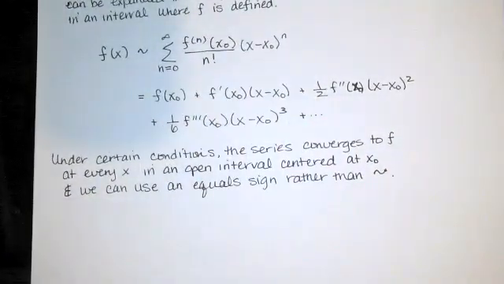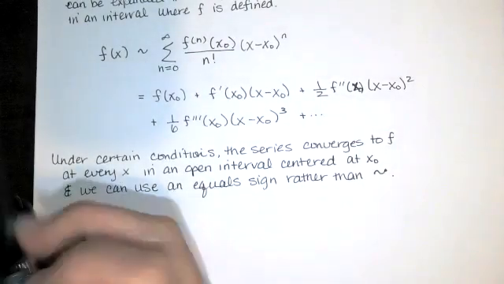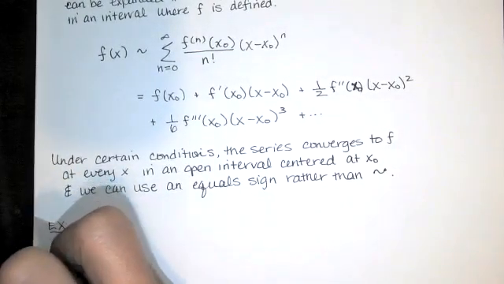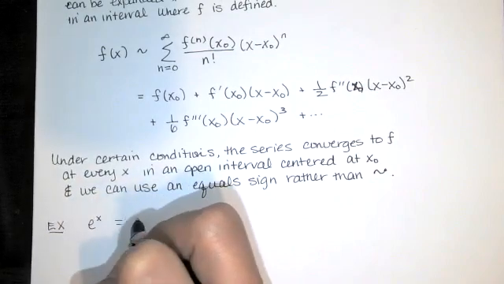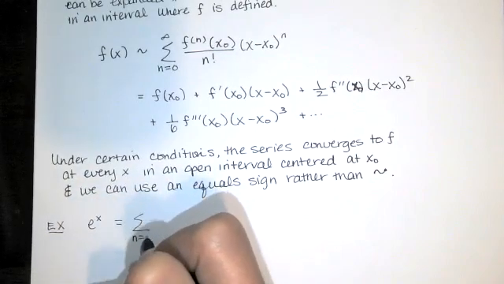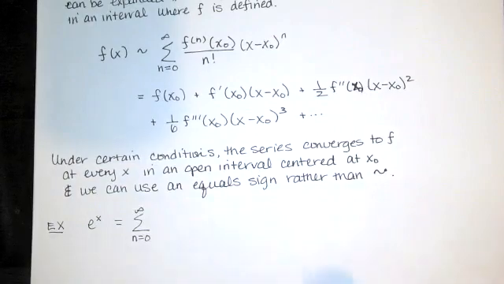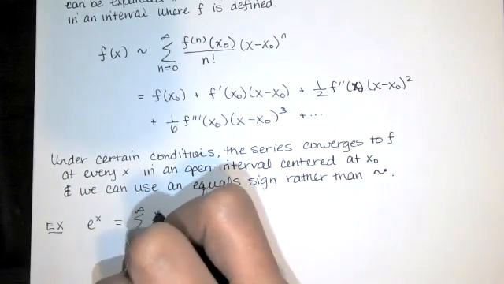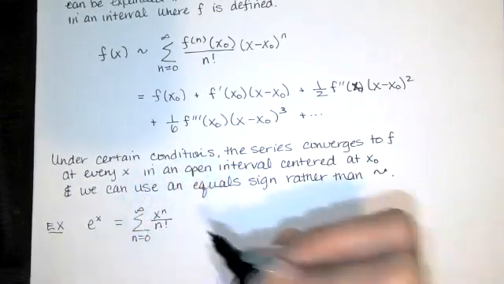So we've done this before. If you've taken Calculus 2, you've seen this before. Here's an example. e to the x turns out to have this Maclaurin series, which is just this Taylor series centered at x equals 0.